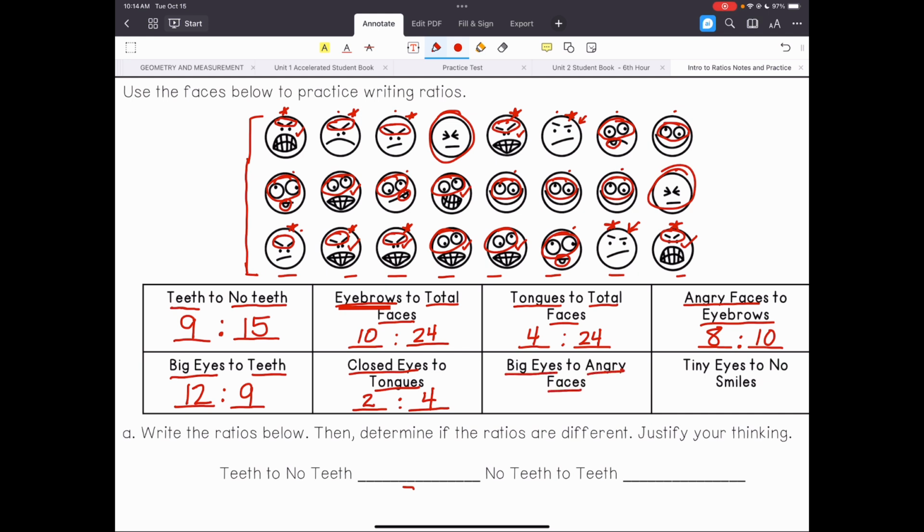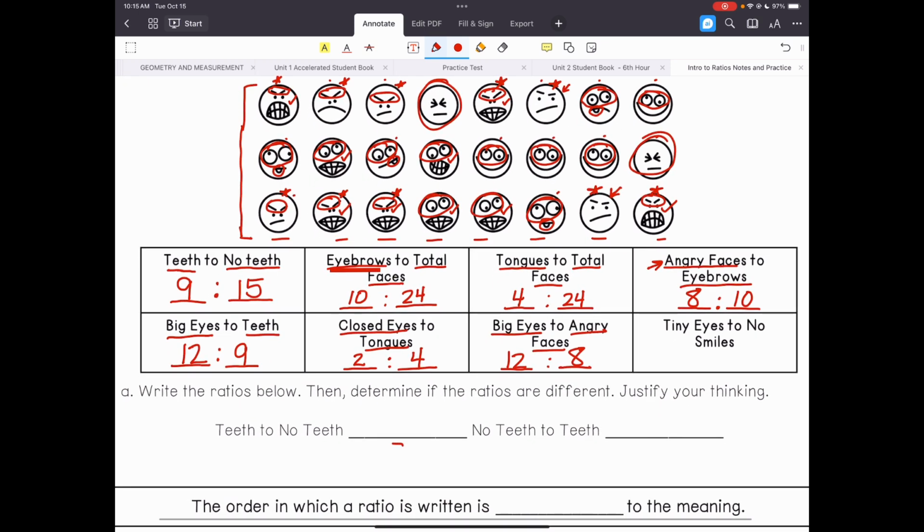All right, the big eyes to angry faces. So the big eyes we just did a second ago. The big eyes is 12. And then angry faces, we actually already did that as well. Angry faces was 8. And then our last 2, tiny eyes and no smiles. I don't think we've done either of those.